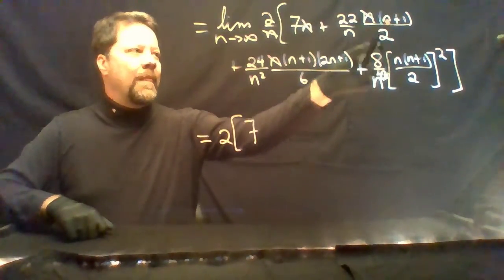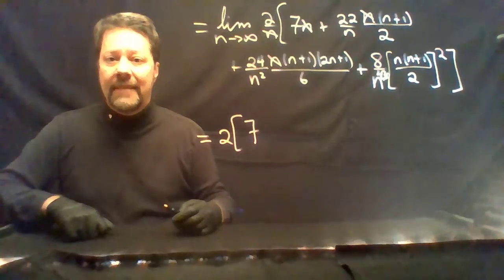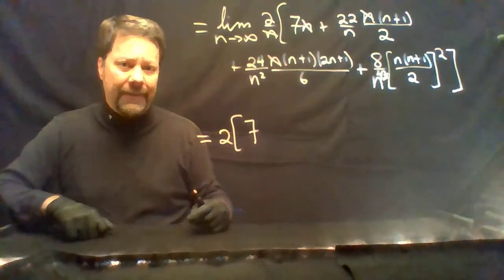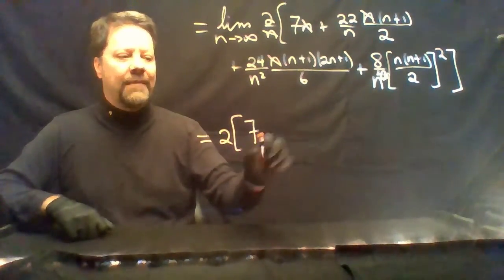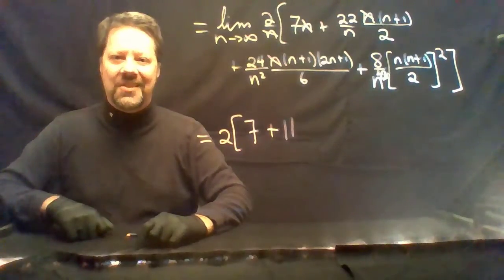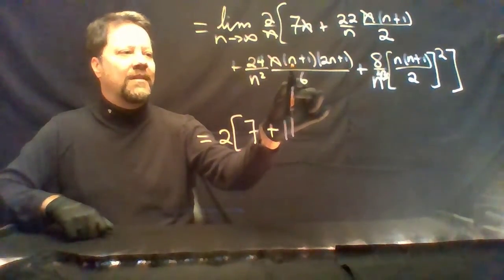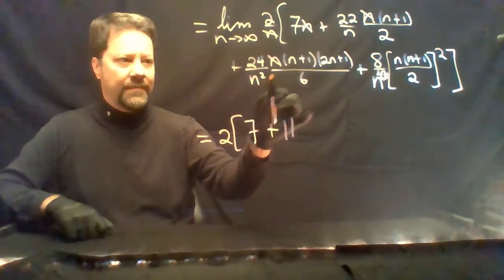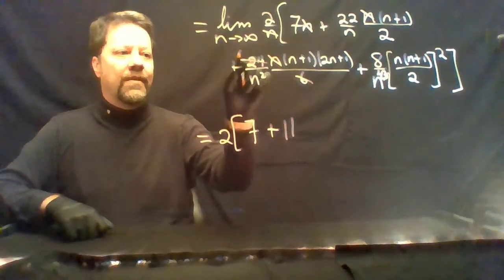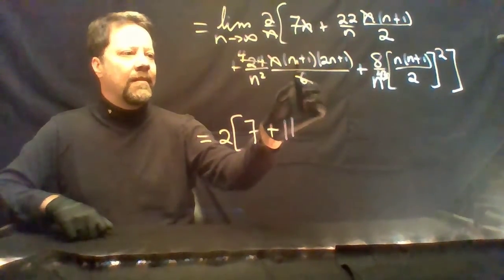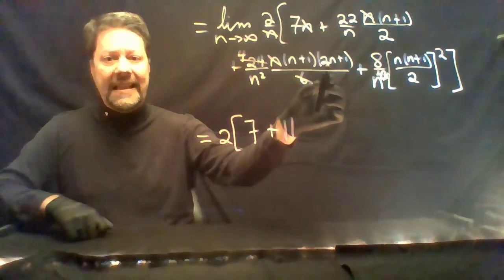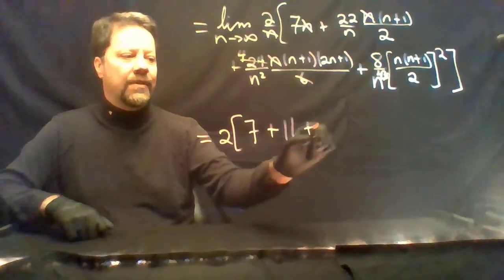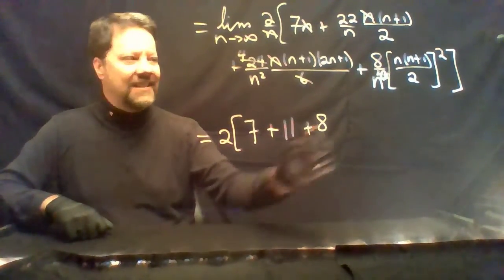On the second term, n plus 1 over n has a limit value of 1 as n goes to infinity. Remember, you take the ratio of the leading coefficients. That leaves 22 divided by 2, and that's just 11. On the next term, we have n plus 1, 2n plus 1 over n squared. 6 goes into 24 4 times. We'll have 2n squared as the leading coefficient over n squared. These will tend to 2 times the 4 gives us 8.